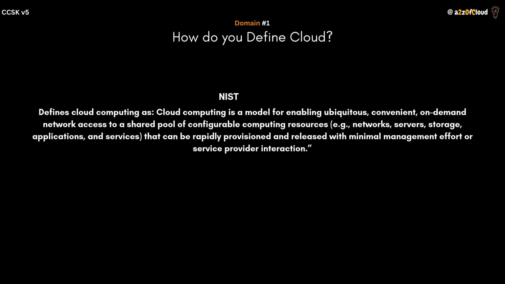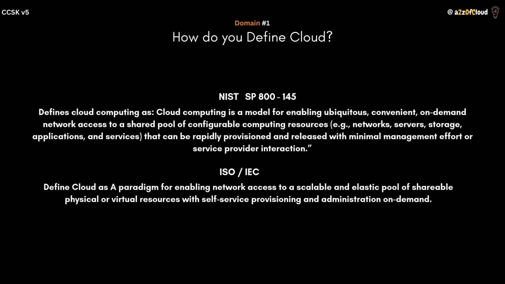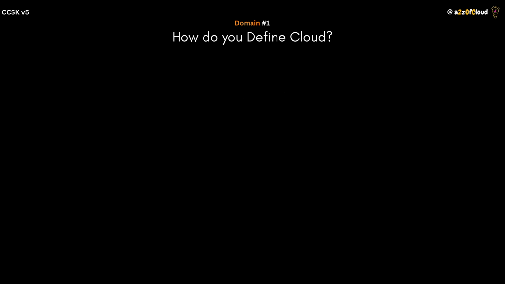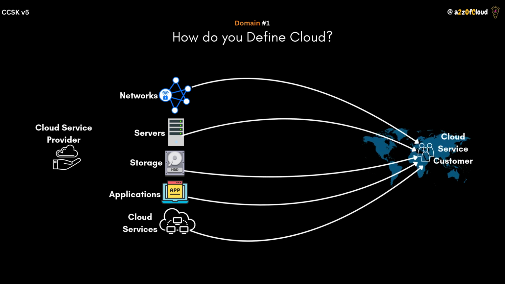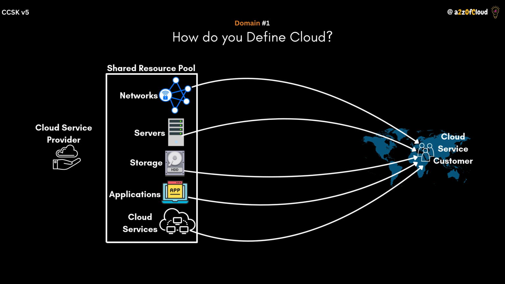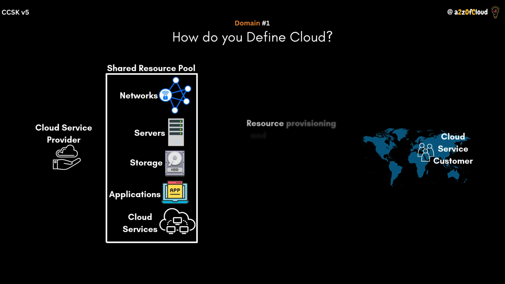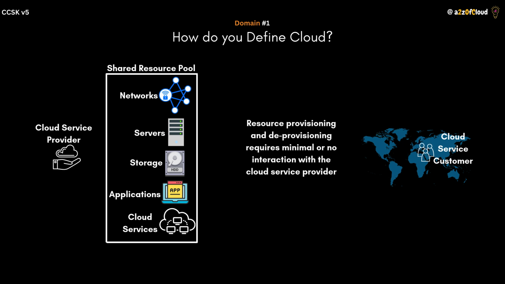How do you define cloud? What you see on the screen is how National Institute of Standards and Technology's Special Publication 800-145, and International Organization for Standardization and the International Electrotechnical Commission's document number 22123-1 define cloud. Let's simplify that definition. The cloud providers make networks, servers, storage, applications, and cloud services available to cloud service customers from a shared resource pool in their data centers over internet or a leased line. These resources can be rapidly provisioned and released with minimal management effort or service provider interaction.